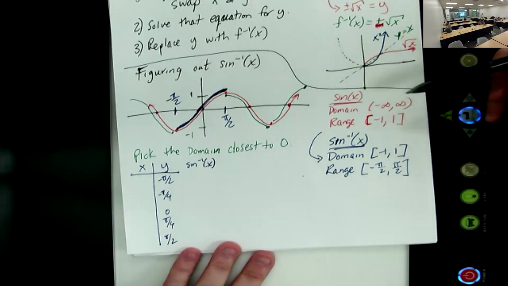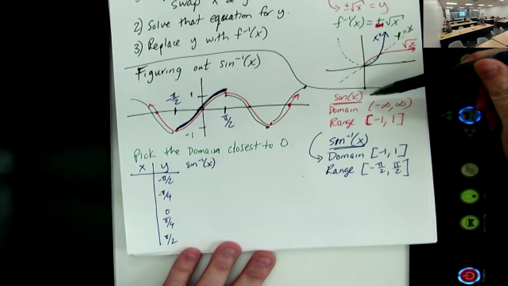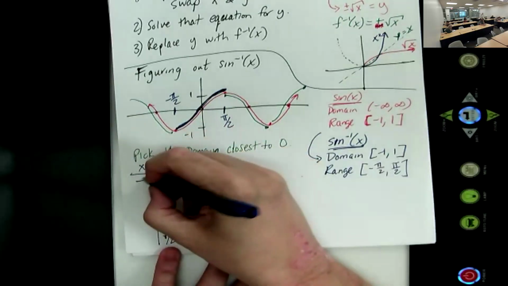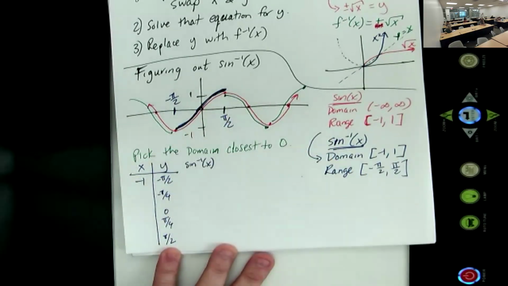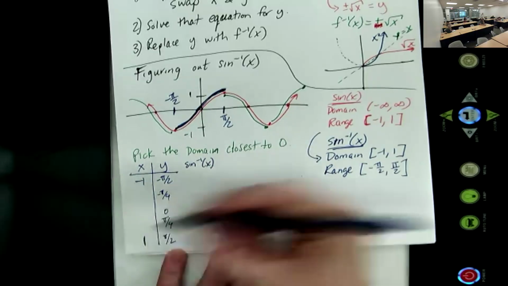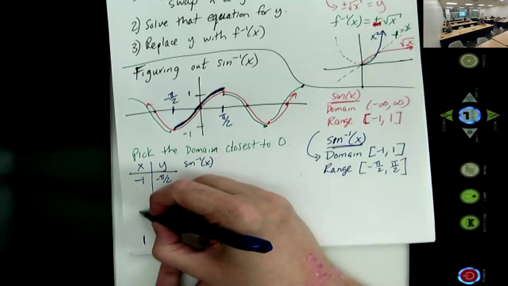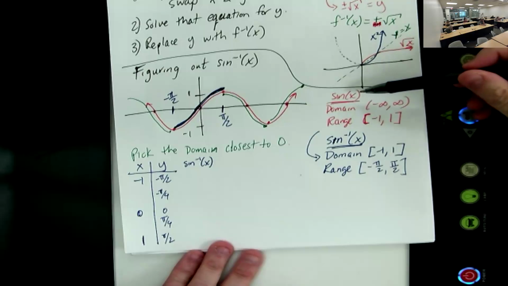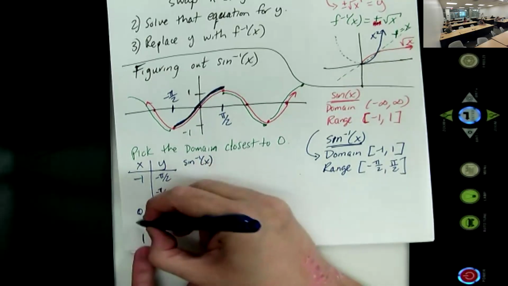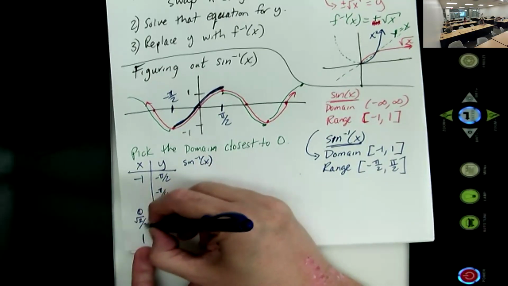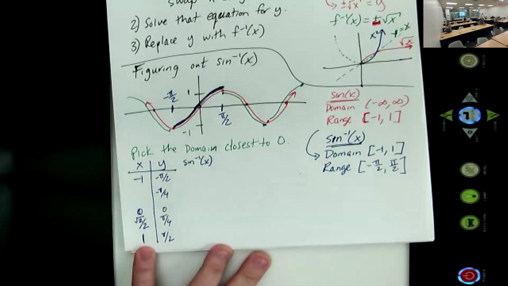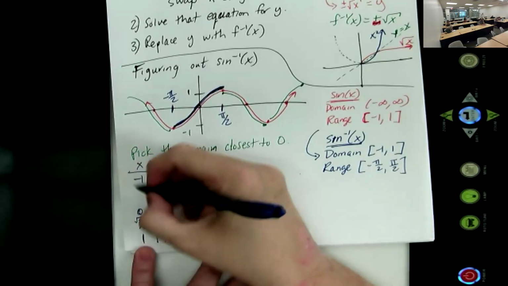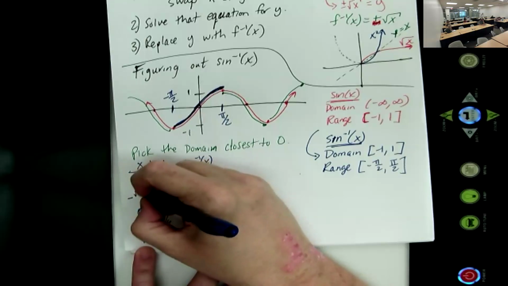If I plug in negative pi over 2 into sine, I get -1 as my x. We can see that right here. And we can see pi over 2 is 1. And we see 0 is 0. Plugging in pi over 4 into sine gets me square root of 2 over 2. And plugging negative pi over 4 in gives me negative square root of 2 over 2.